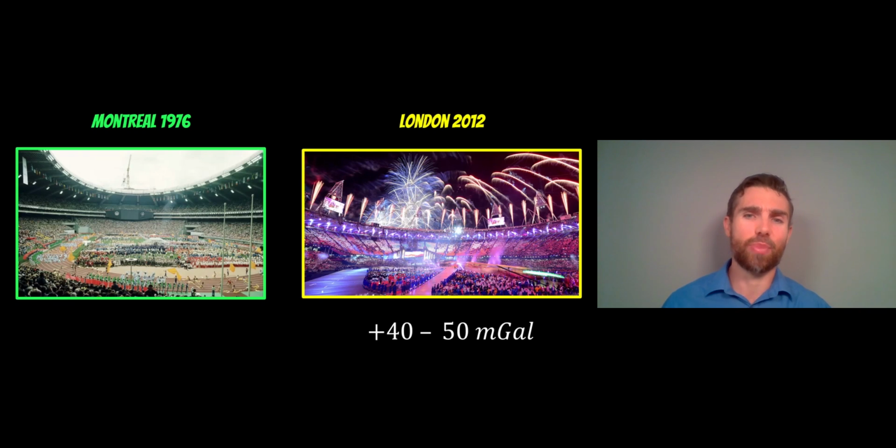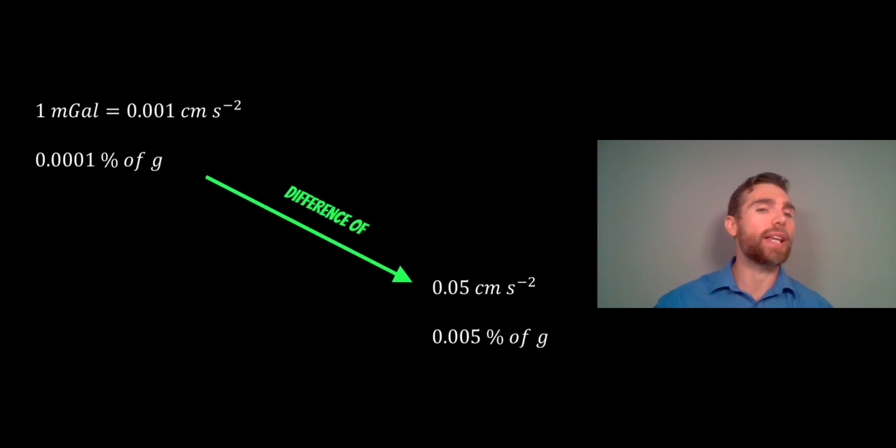But to put that into perspective, 1 milligal is the equivalent of 0.001 centimeters per second squared in acceleration. Or in terms of g, the total value of g, which is about 9.8 meters per second squared, it's about 0.0001% of that. And there's a difference of about 40 to 50, so let's say 50. That's a difference of 0.05 centimeters per second squared, or 0.005% of the total value of g. So they're incredibly small numbers.